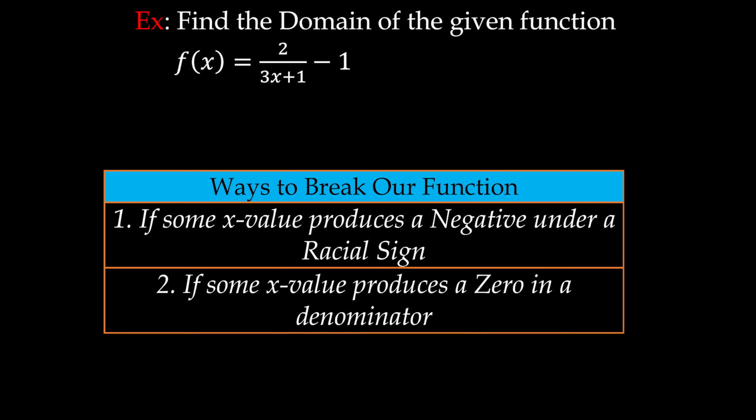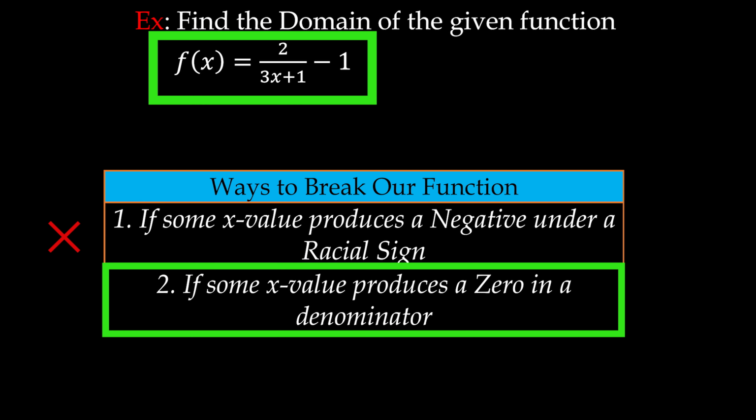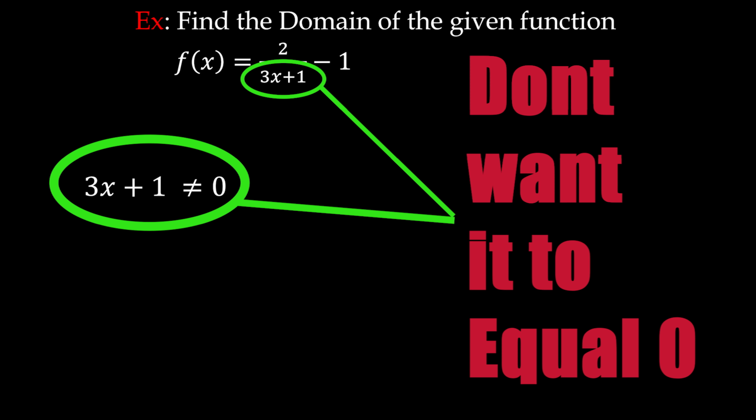To find the domain, we have to check to see if any real number violates either rule. Ask yourself, do you see any radical signs? No. Then there's no way we can violate the first rule. Now ask yourself, do you see a fraction anywhere? Yes. So we have to be careful. We have to exclude any x values that make our denominator 0. So we don't want whatever x makes this statement equal 0.